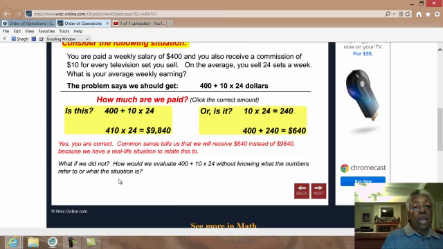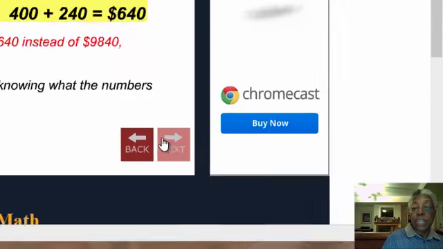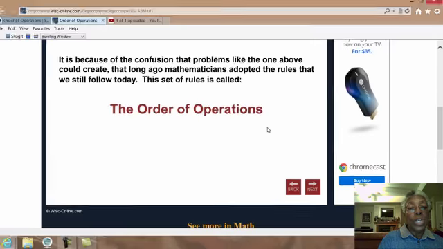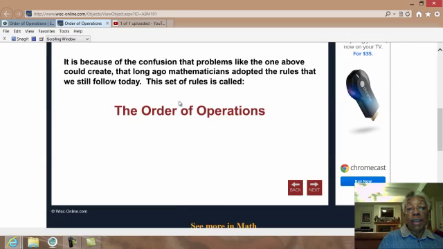What if we did not? How would we evaluate 400 plus 10 times 24 without knowing what the numbers refer to or what the situation is? It is because of the confusion that problems like the one above could create that long ago mathematicians adopted the rules that we still follow today. This set of rules is called the order of operations.